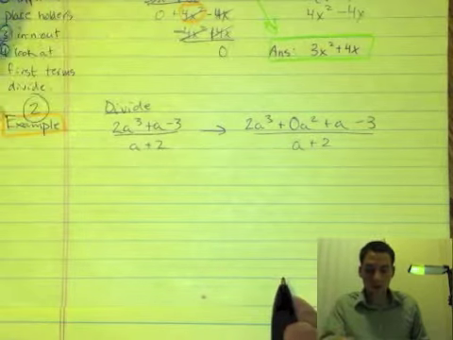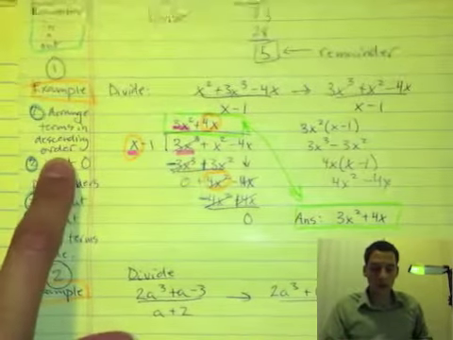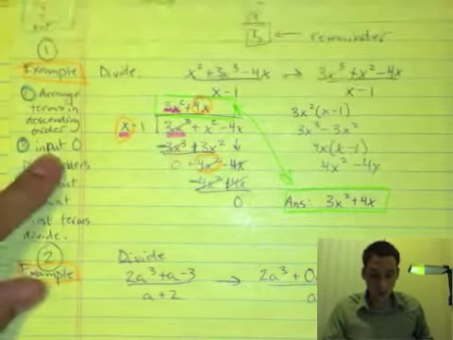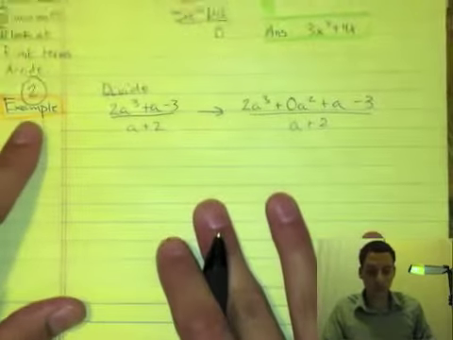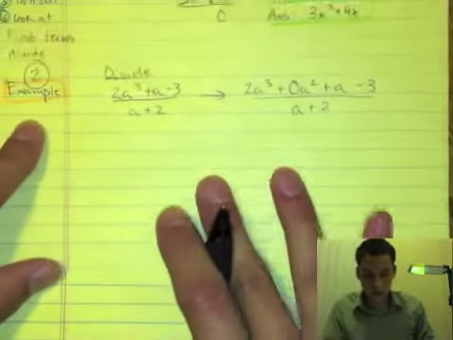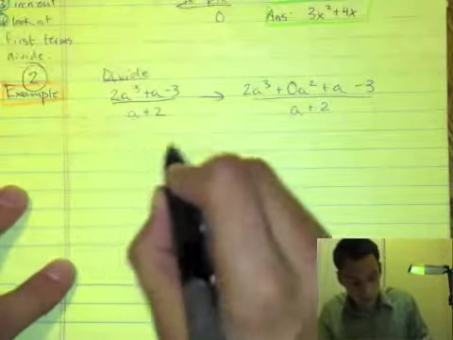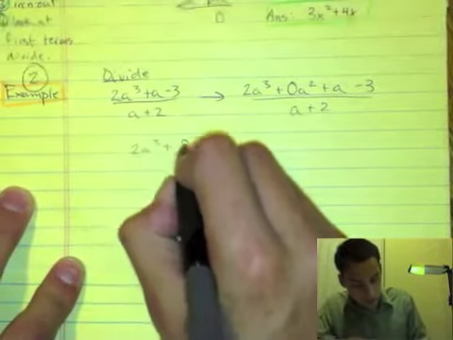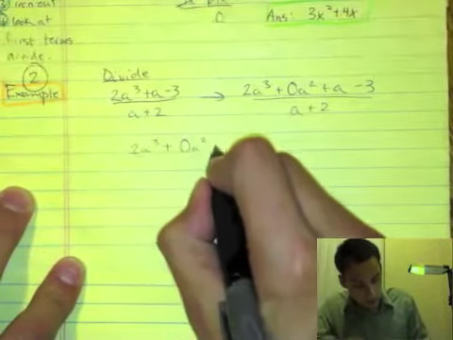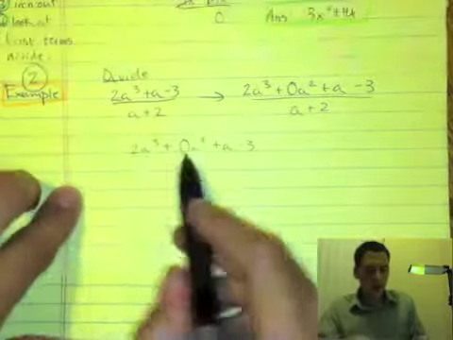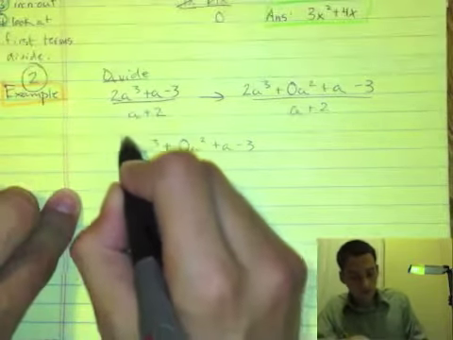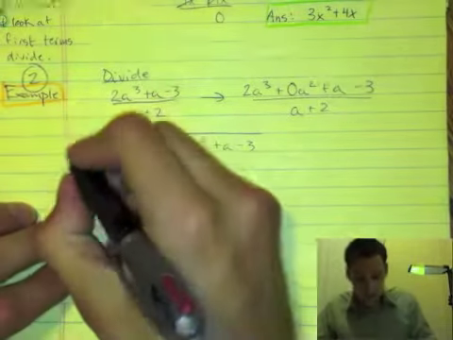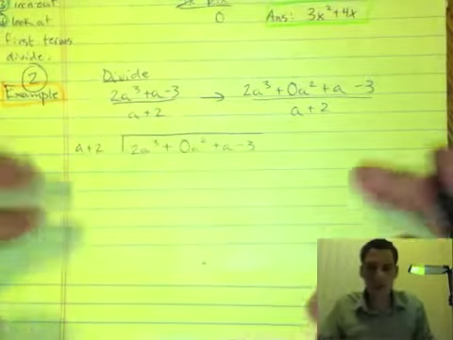So step 1, arrange terms in descending order. That was done. Input placeholders, that's what we just did. And step 3 is divide. So we can just do that right now. 0a squared plus a minus 3. And you'll see why this is important. Or if not, I'll just tell you why it's important. Because it gets confusing if you don't put it in.